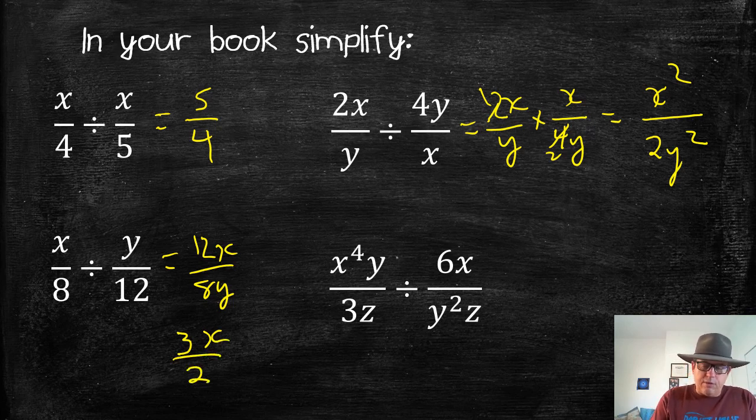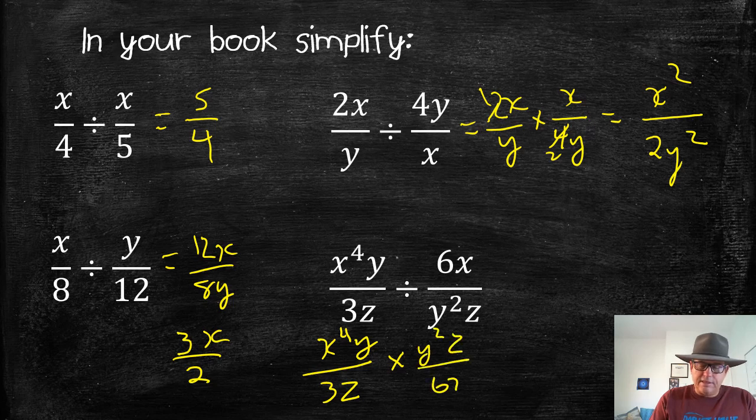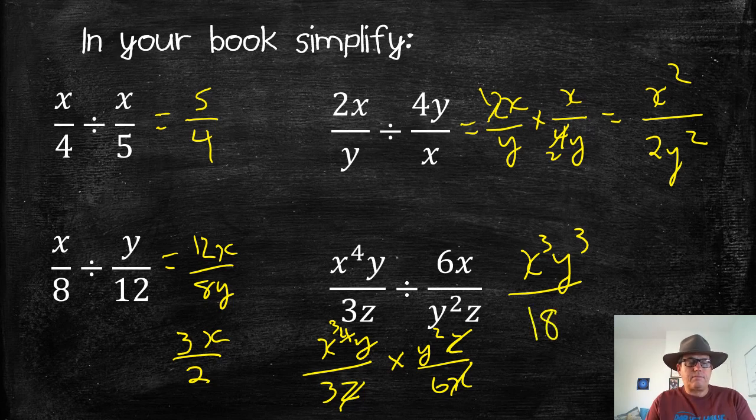And the next one, again, it would probably be really good to rewrite this one. It looks a little more complicated. Times y squared z over 6x. Okay, look for things to cancel. I can cancel the z's. I have 1x up top, which cancels 1x there, leaving me with x cubed, and that's it. So my answer is going to be x cubed, y cubed for my numerator. My denominator looks like that's 3 times 6, which is 18. Okay, let's move on.